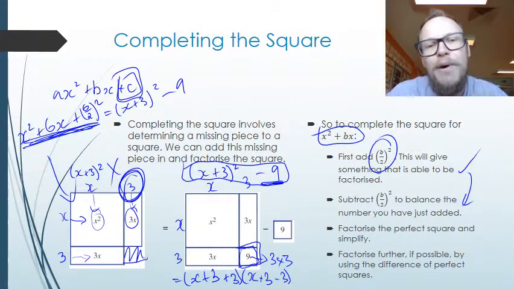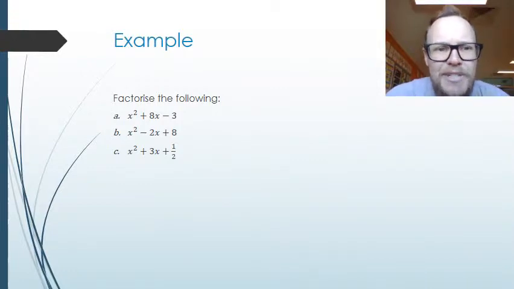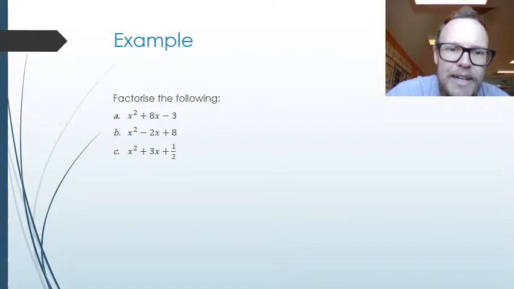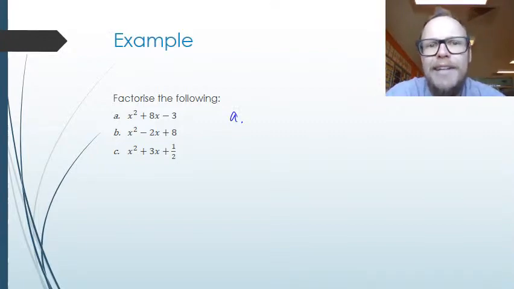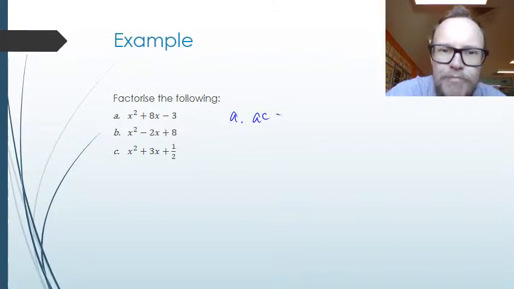So it's a difference of perfect squares that we've got there, and then you've got a fully factorised form. Okay, let's look at some examples now. For our first one here, we've got a is x squared plus 8x minus 3. Now, if I'm trying to use my technique before, a times c is negative 3, b is 8.